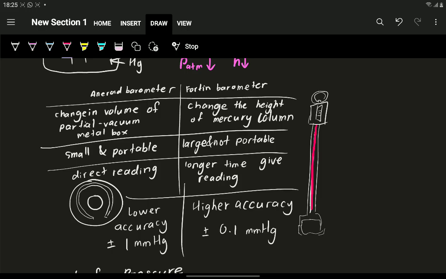The aneroid barometer gives a direct reading, while the mercury barometer takes a longer time to give a reading. But even though the aneroid barometer so far sounds really good, it gives a lower accuracy, plus or minus 1 millimeter mercury. But the mercury barometer gives a higher accuracy, which is plus or minus 0.1 millimeter mercury.